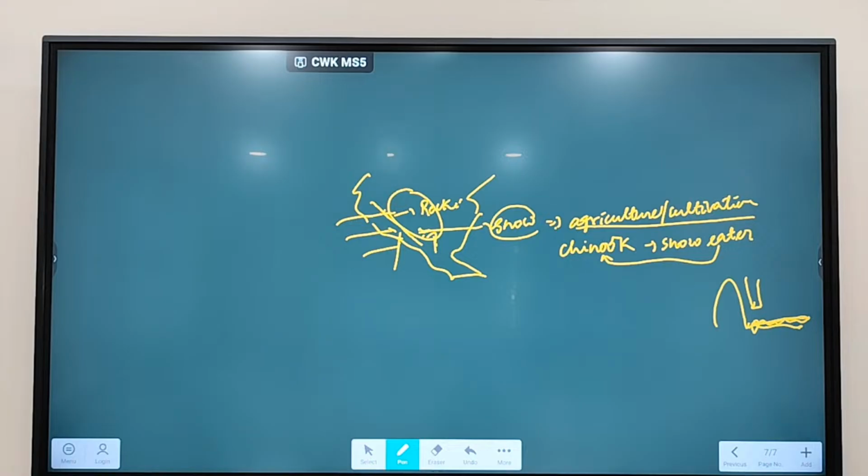So Chinook is flowing where? In North America, on the leeward side of whom? On the leeward side of the Rocky Mountains. Clear? It is a good wind. Why is it a good wind? Because it is melting the snow and ensuring what? Ensuring that agricultural cultivation is possible.